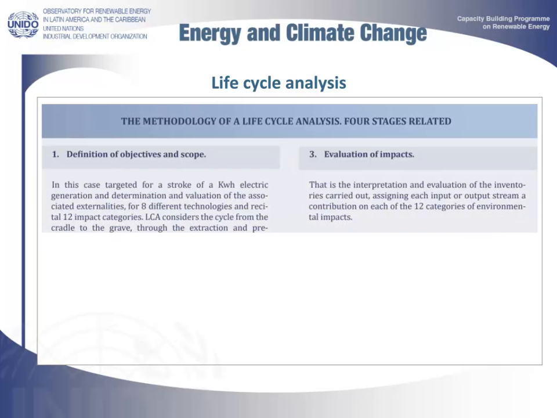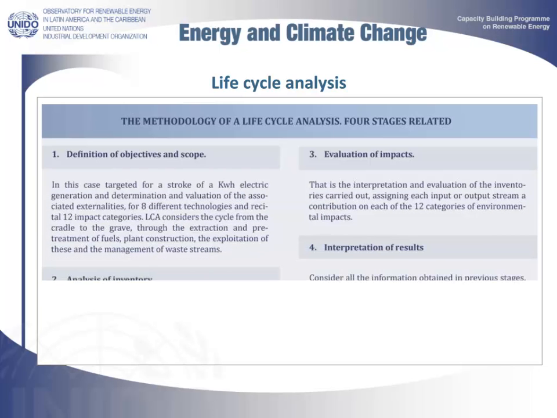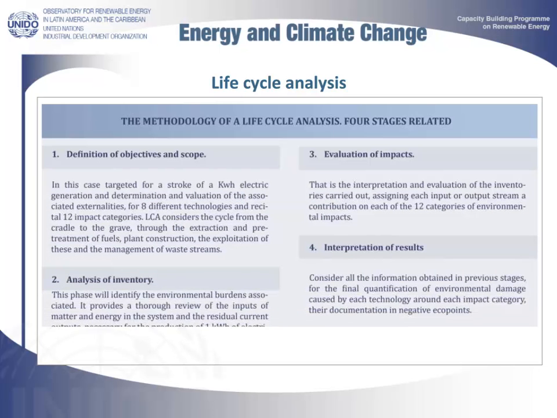First, the definition of the aims and reach. In this study, a comparison is made of 8 electricity production systems. In the case of conventional systems, we have carbon, oil, natural gas, and nuclear energy, while for renewable energies we have wind and hydroelectric energy, with reference to mini plants, together with photovoltaic and thermosolar energy.